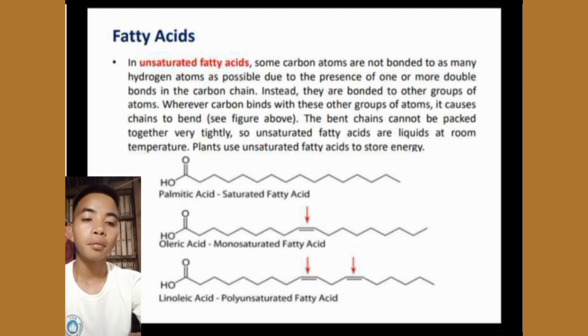So next is polyunsaturated fatty acids, which have two or more double bonds. That is the difference between monounsaturated and polyunsaturated. Mono has only one double bond, and polyunsaturated has two. An example of this is that foods high in polyunsaturated fats include vegetable oils and fatty fish.